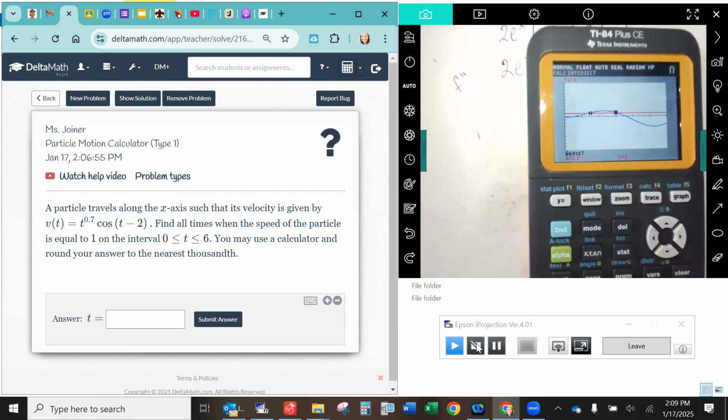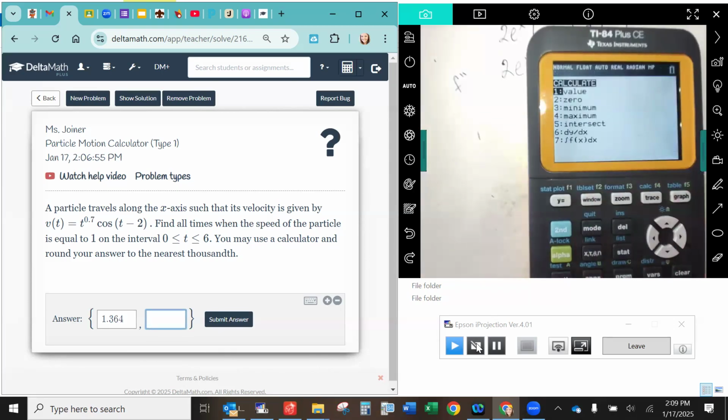Okay, so I'm going to find the first intersection, if you want to find the second one. So the first one I found is 1.364, comma. Then you find this one. Don't push enter yet, though. Okay, so for my second one, second trace 5, 3.100 is going to go to 3.101. Don't push enter.